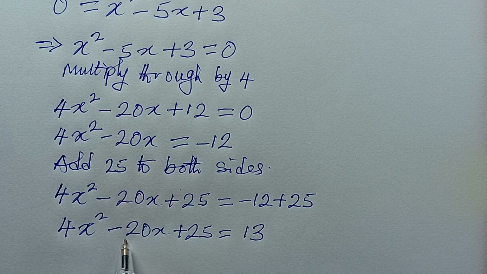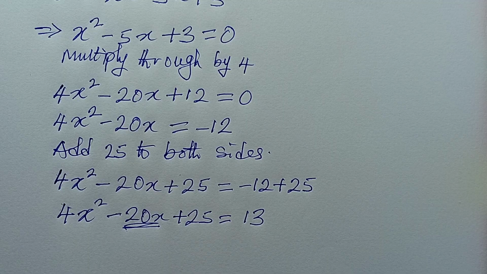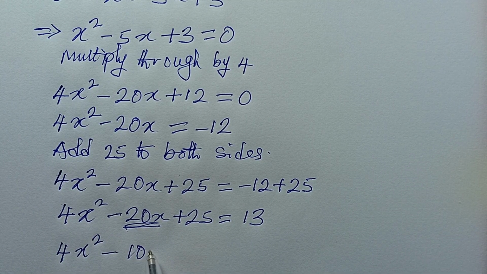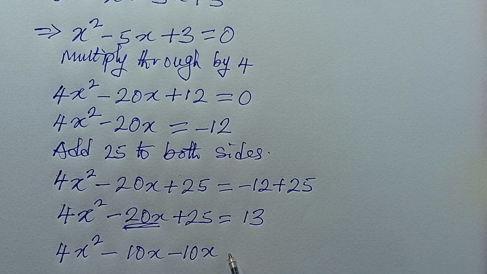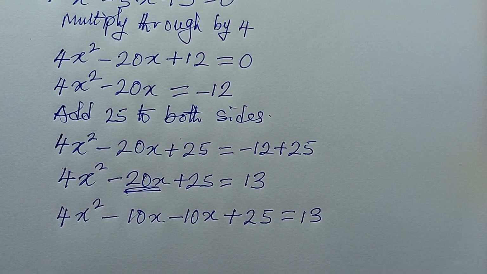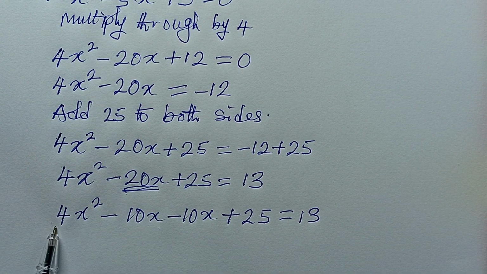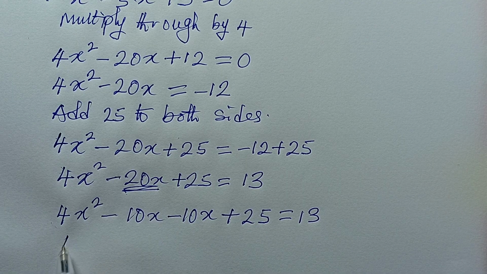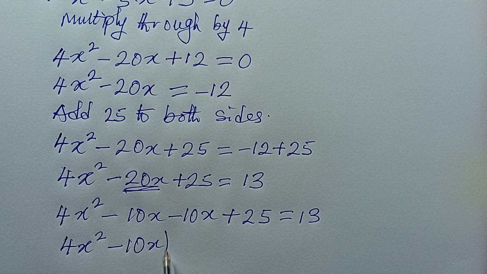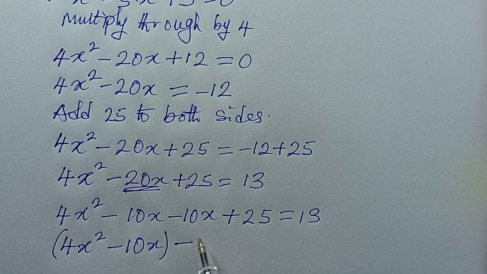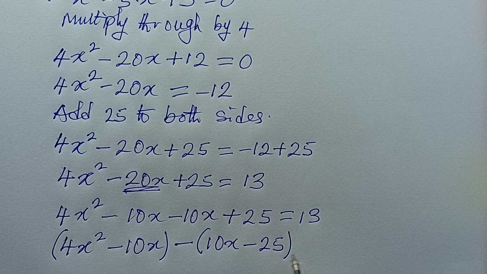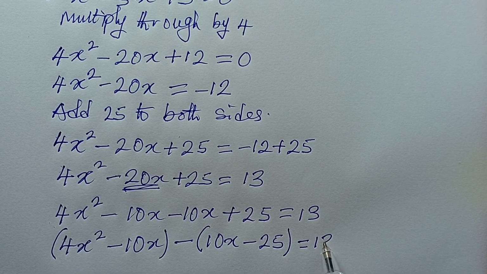So we just go ahead to rewrite this middle 10 here. And if we do that, it's going to give us our 4x to the power of 2 minus our 10x minus 10x, then plus our 25 is equal to our 13. Good. Now from here, we can put this in bracket and bracket this. And so we're going to have our 4x to the power of 2 minus our 10x bracket, then minus. We put this in bracket, the plus will now change to minus. Okay? The close bracket equal to our 13.